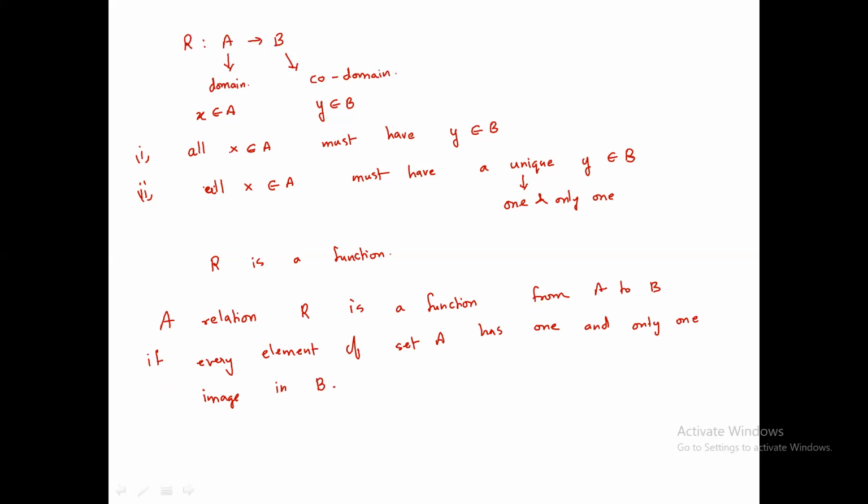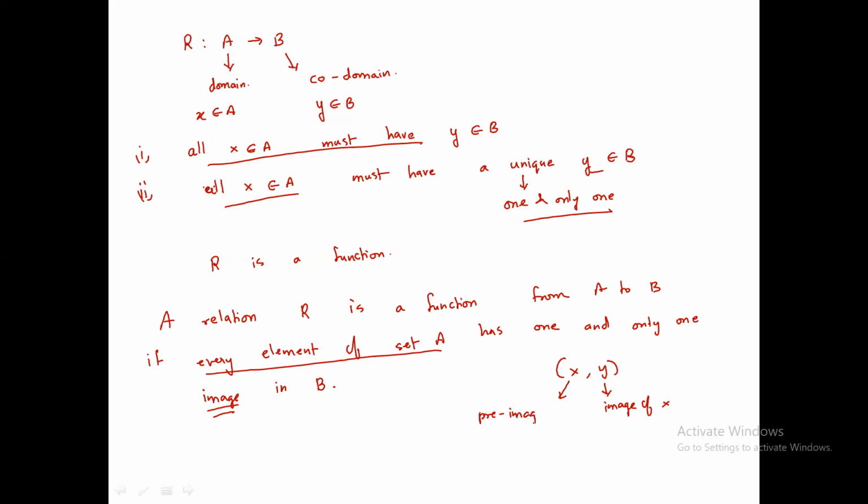What I'm saying, all X must be taken. That's why I'm telling every element of set A. Then if you take every element of set A, it should have one and only one Y. Image means Y. I told you in relation, if X comma Y is there, Y is called image of X and X is called pre-image of Y.